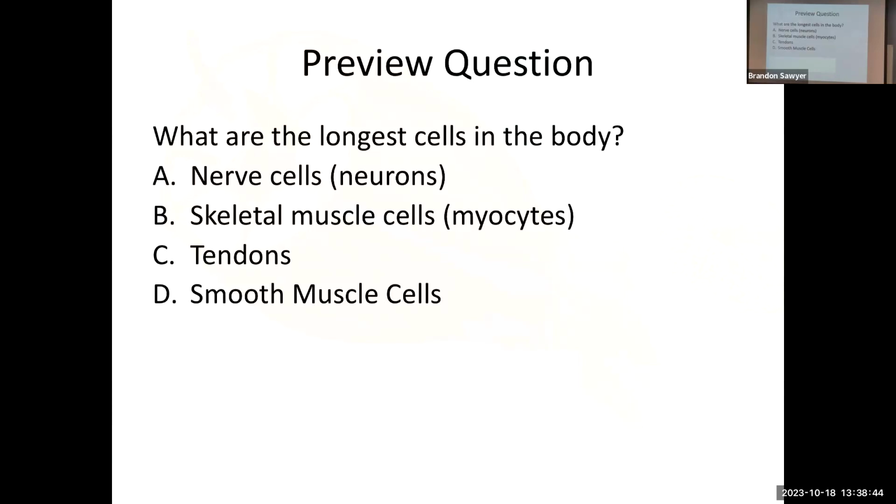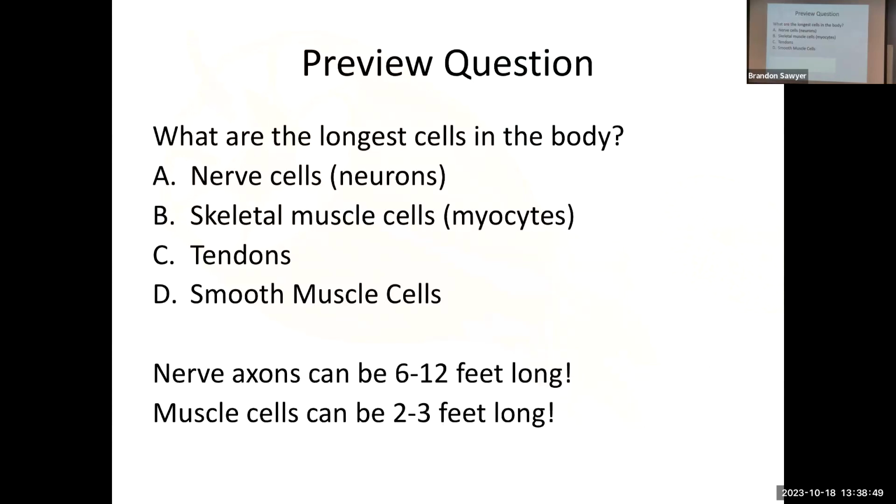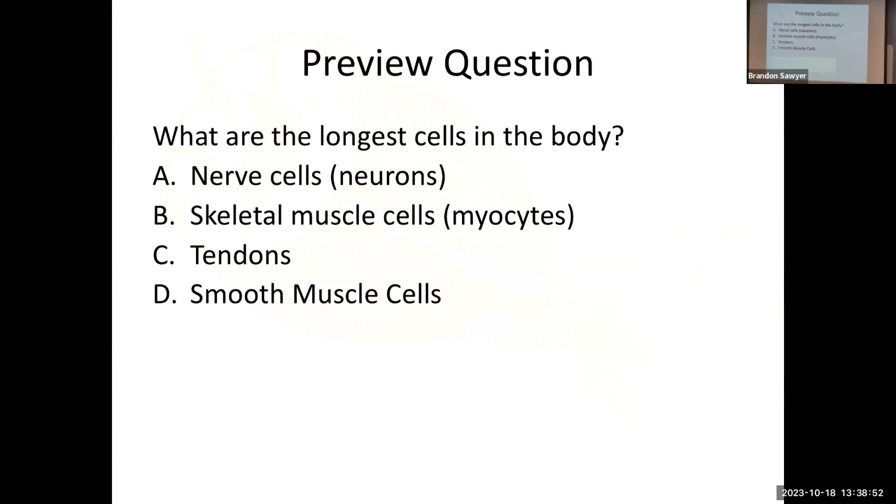All right, so go ahead and send in your guess there. If you're not sure, just send something in. All right, anybody else? Give you about 5 seconds. All right. Okay, so we got about 40% of you saying A, about 50% saying B. So we're kind of split there between nerve cells or neurons, skeletal muscle cells or myocytes.